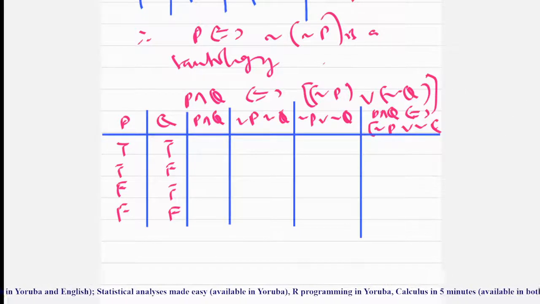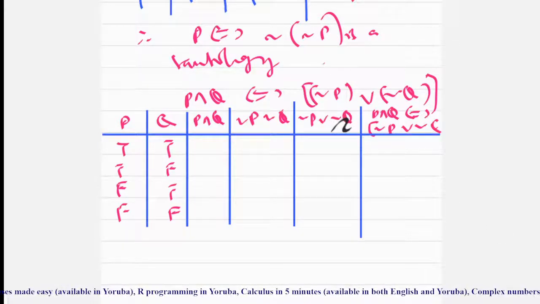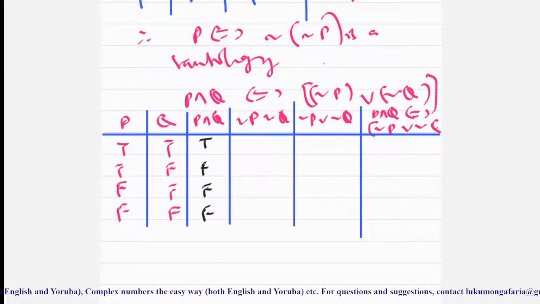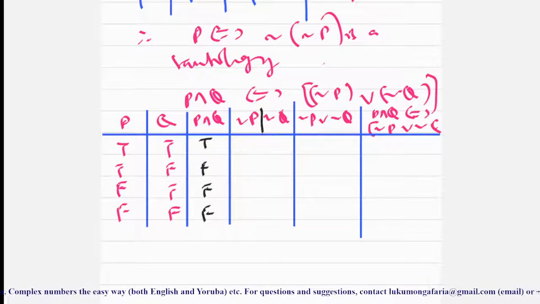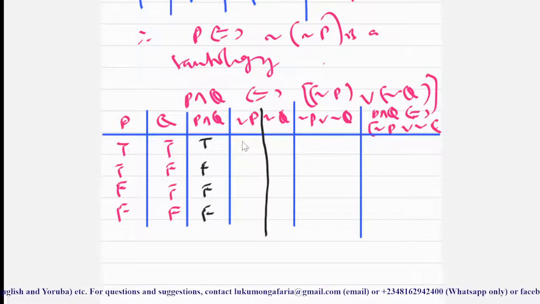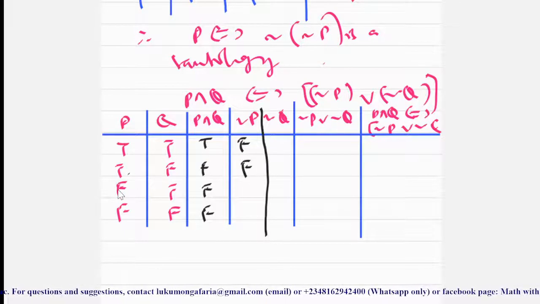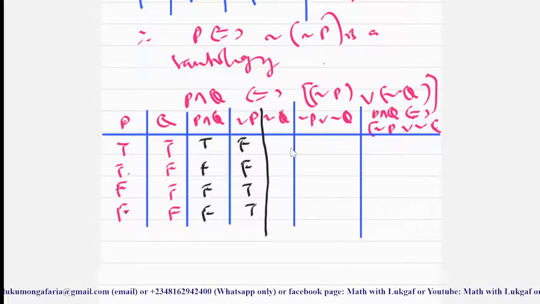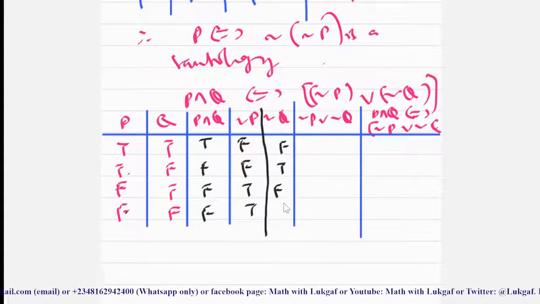Okay, now let us continue. What is true and true? Recall when you are using and, the combination is going to be true if both are true. The rest will be false. So this is going to be true, true, false, false, false, false. I hope you understand now. Next we want to find negation P. That is, if it is true before, change it to false. This is going to be false, false, true, true. Okay, now negation Q. This is true before, so it becomes false, true, false, true.